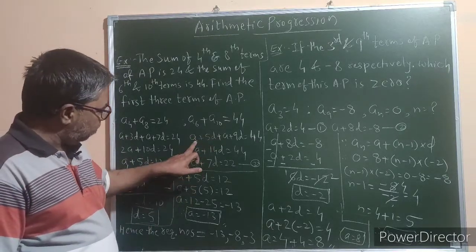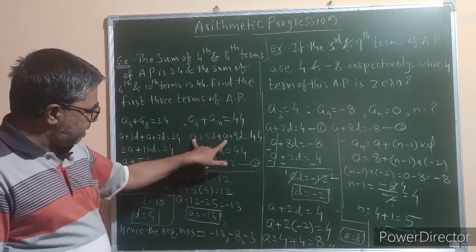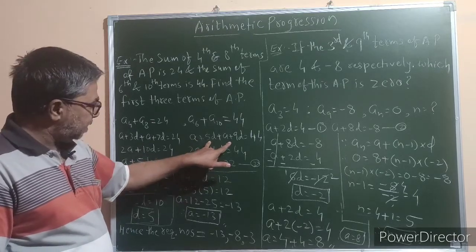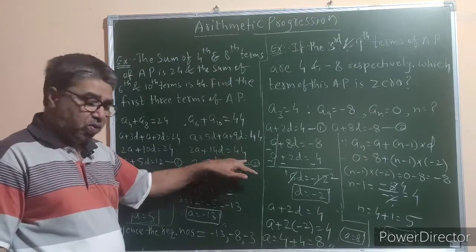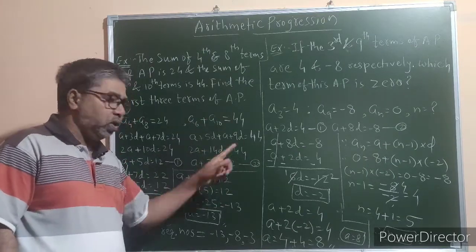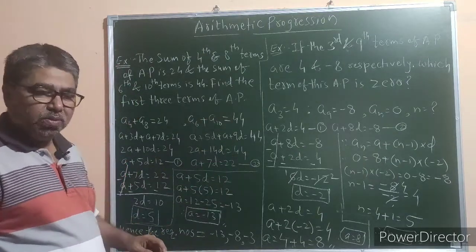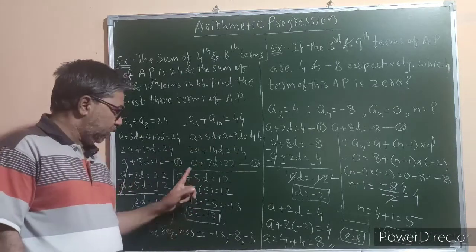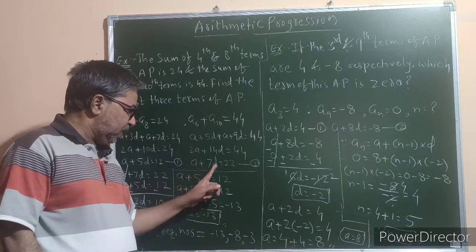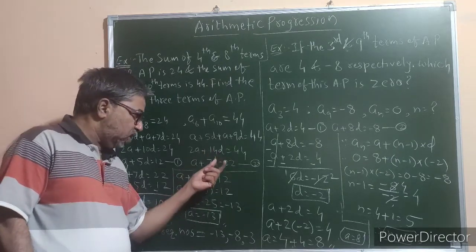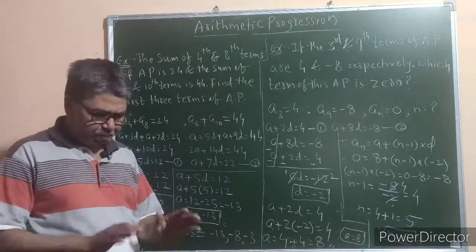In the same way, if you add a and a, you will get 2a. In the same way, 5d plus 9d will be 14d is equal to 44. Here also the whole equation is exactly divisible by 2. Divide the equation by 2. After dividing the equation by 2, we are going to get a plus 7d is equal to 22. Call this equation as equation number 2.